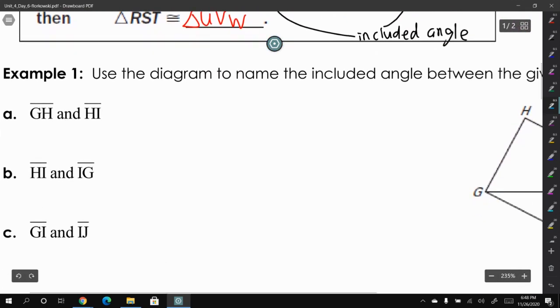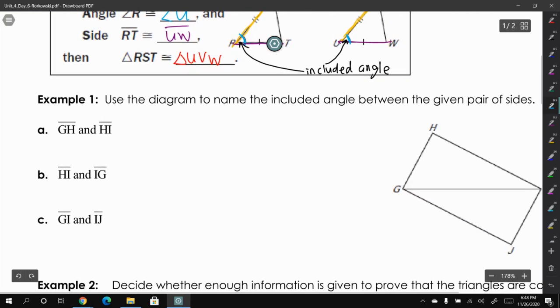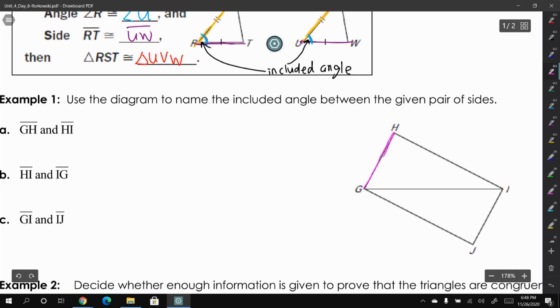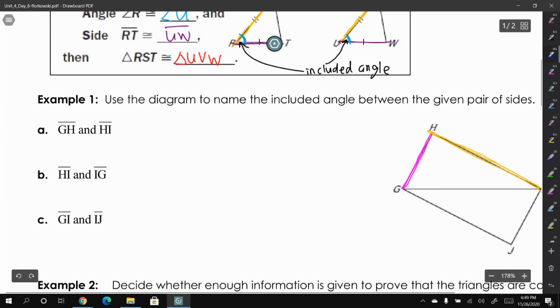So let's look at this diagram, and we're going to identify the included angle between the two sides given, GH and HI. So let's see, we have GH and we have HI. And then you might just say angle H, but let's get in the habit of using three letters to name angles, just because if we say angle G in this diagram, there's three angle G's that we could be talking about. So we could say angle GHI or angle IHG. Those angles are the same.